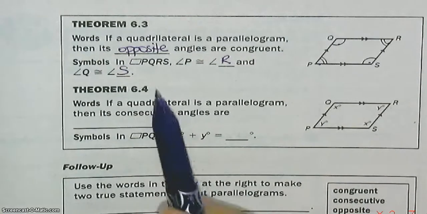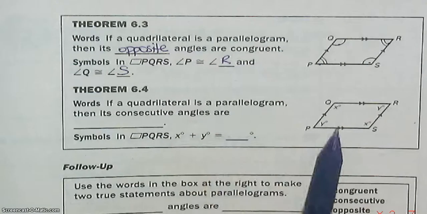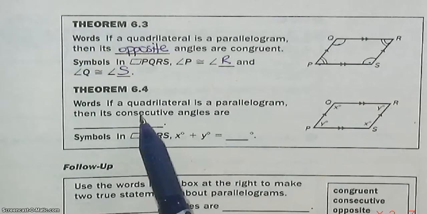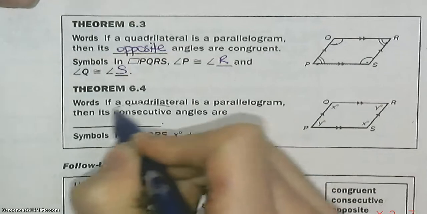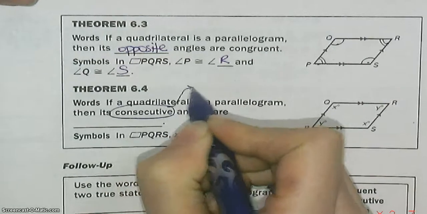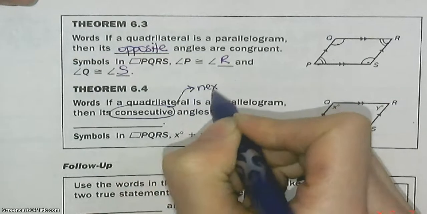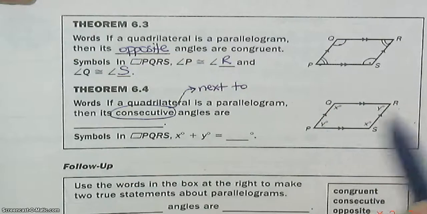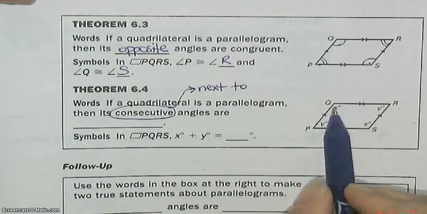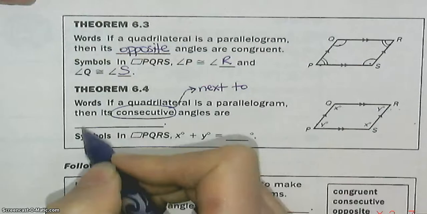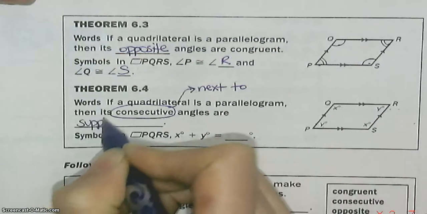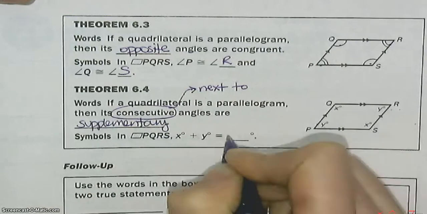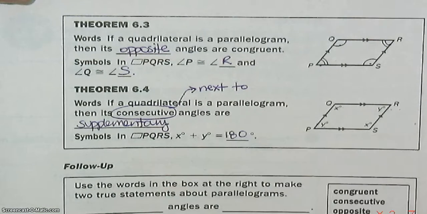There's another special thing about angles. So this is angles and so is this here. If the quadrilateral is a parallelogram, then its consecutive angles, well, let's talk about that. Consecutive means next to. So the angles that are next to each other, so opposite angles are equal. Angles next to each other are supplementary. If you remember, supplementary means that together they equal 180.